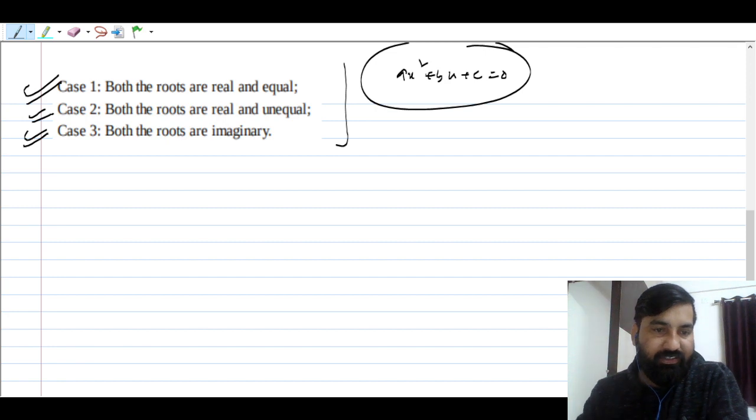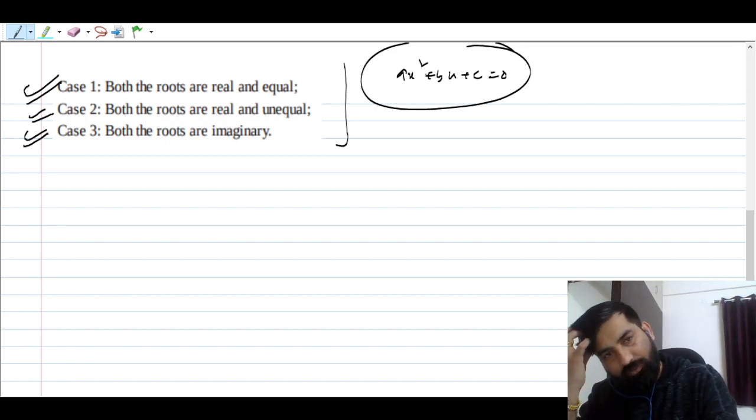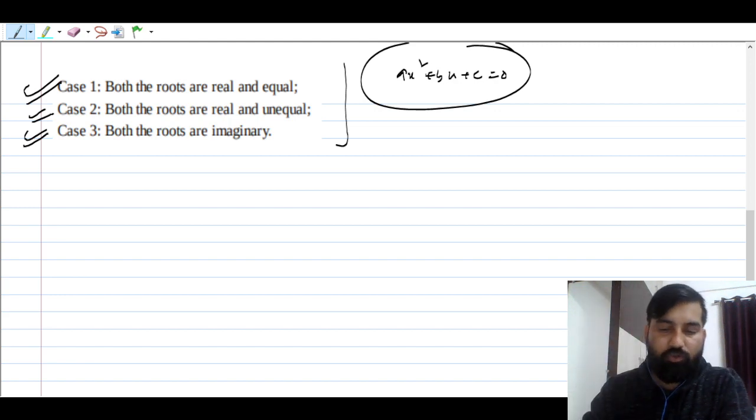These are the cases you have to keep in mind. When we can say that the roots are real and when imaginary, all those things we will discuss. How to find the nature of the roots is very important. Nature of the roots.